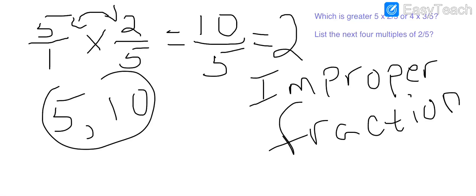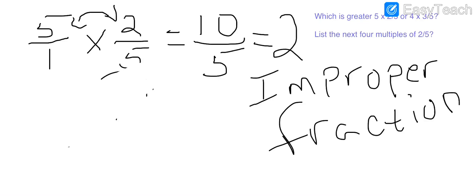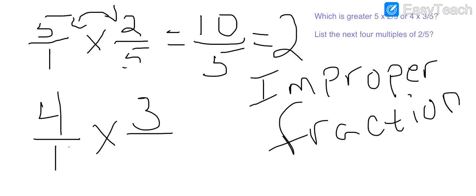So now let's go on ahead and try the next one here. So we're going to multiply 4 times 3 out of 5. 4 por 3 de 5. Alright, so 4 sobre 1 multiplicado por 3 de 5. Now remember, we want to know which product is going to be greater. The first product was 2. Alright, so we multiply the numerators, we get 12 over 5. Okay?